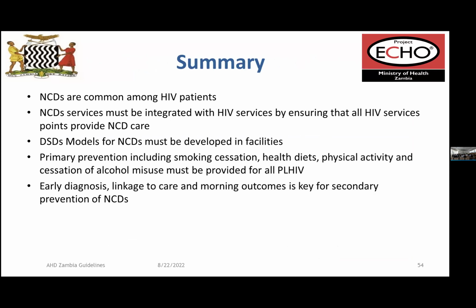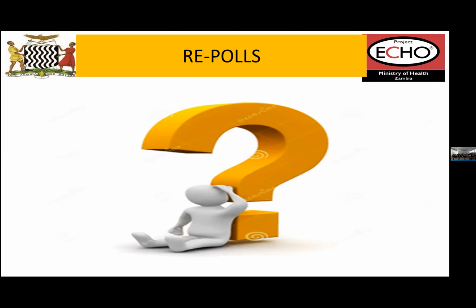DSD models for NCDs must be developed in facilities. Primary prevention, including smoking cessation, healthy diets, physical activity, and cessation of alcohol misuse, must be provided for all people living with HIV. Early diagnosis and linkage to care and monitoring outcomes is key for secondary prevention of NCDs. And then for the specific treatments for each of these, we'll be doing technical support so that all of us can start to manage these patients.